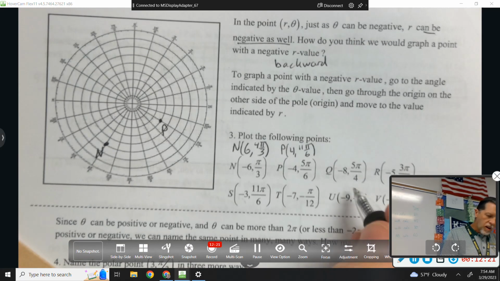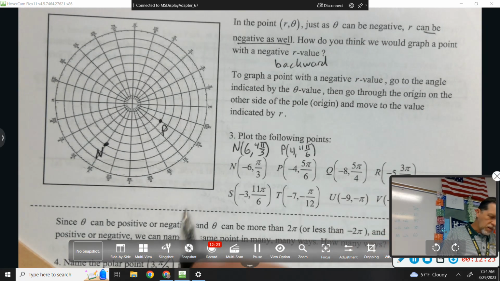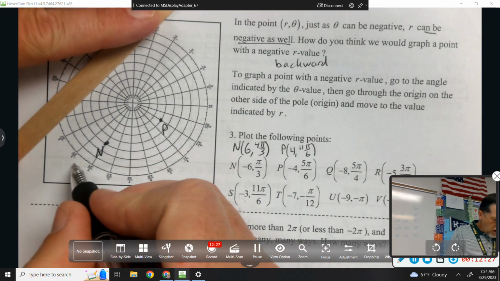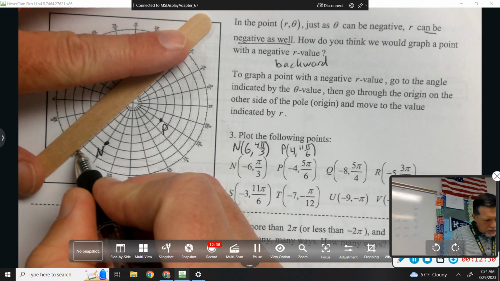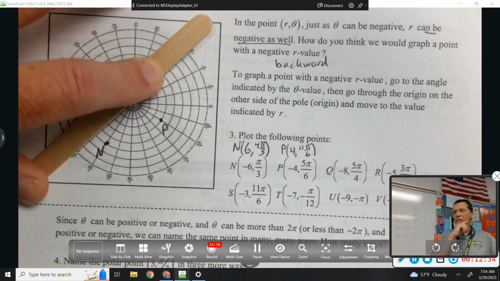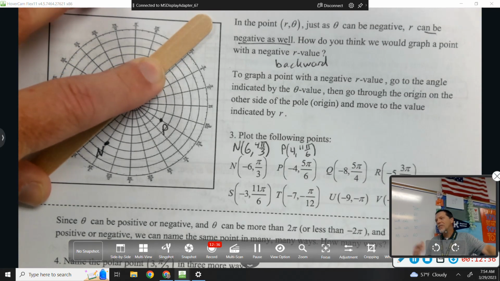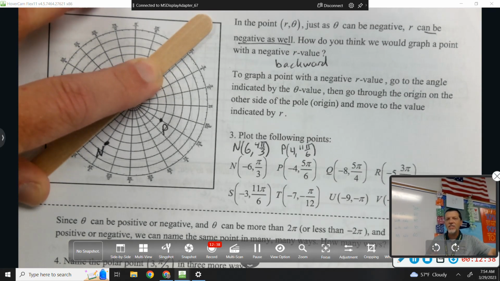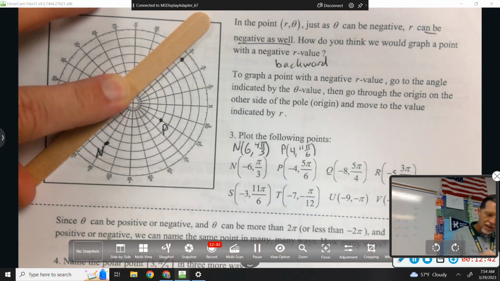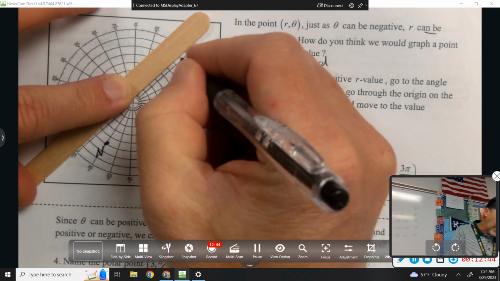All right, point Q, go around to 5 pi over 4, which is right here, but then we want to go backwards 8. Remember, on these graphs, I know the last one is 9, so I can kind of cheat. Instead of counting all the way out there, I'm just going to back up 1 from the outermost spot. That's point 8 out there, radius 8.